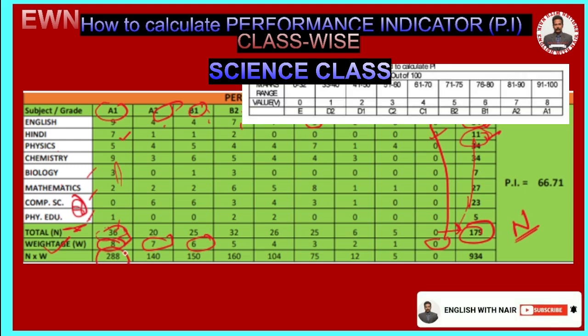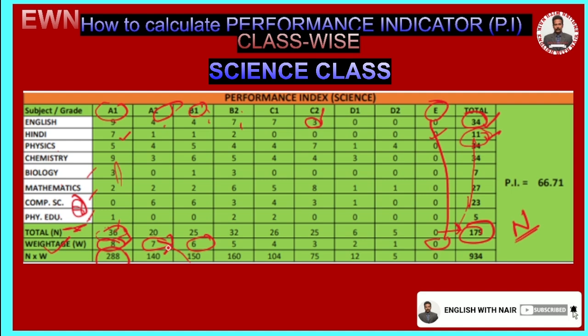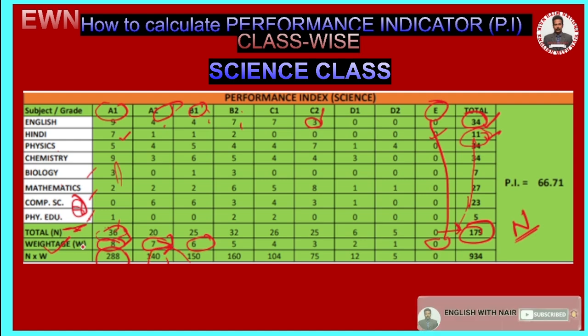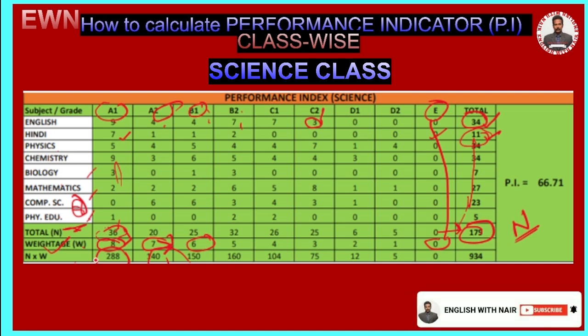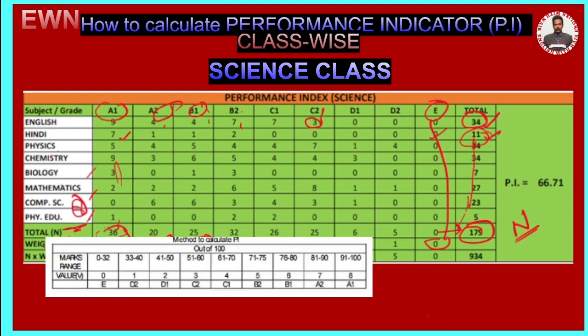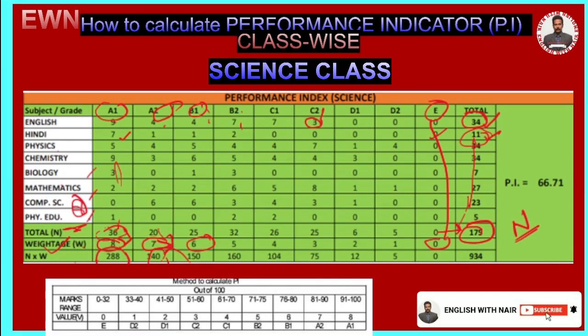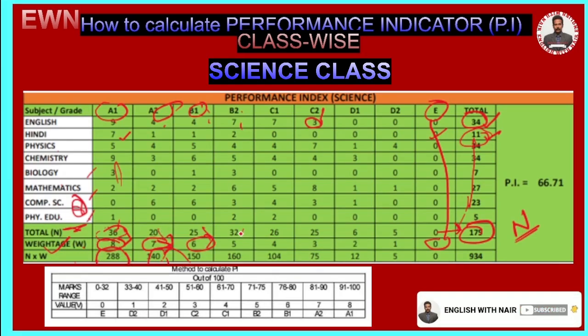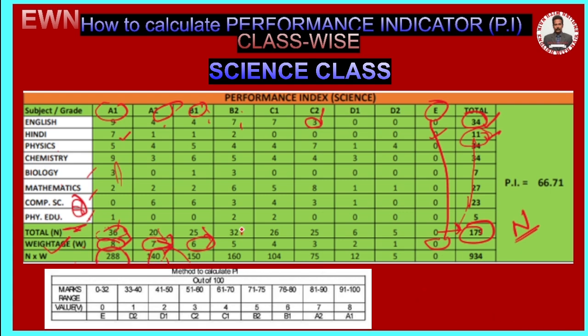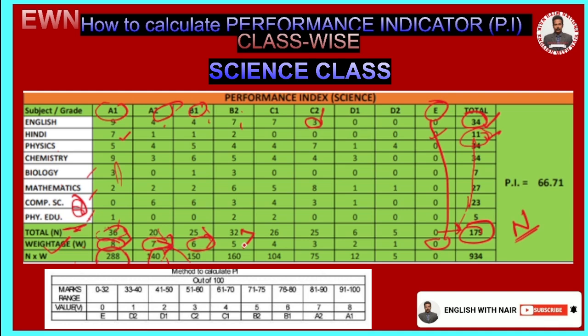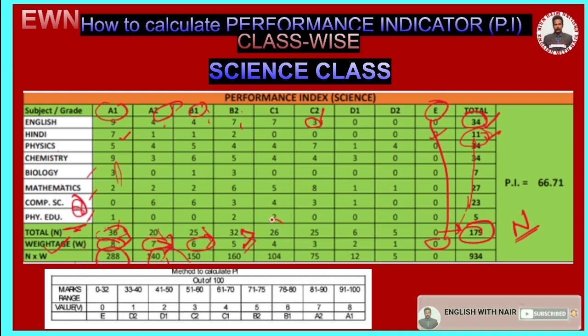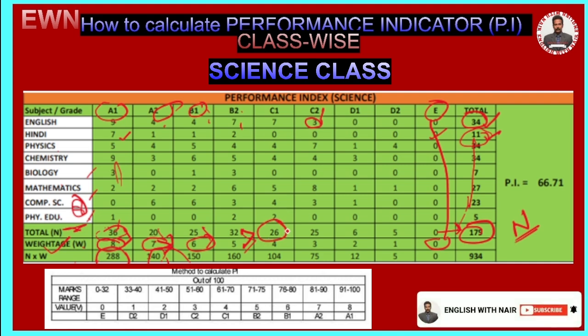36 into 8, that is 288. 7 into 20, that is 140. So the third column NW will be N into W as per the weightage or the grade point, right? So 25 into 6. How many students have achieved B2? 32 students, including all the subjects, across all the subjects, right? That is 32 into 7. 26 students have achieved C1 across all the subjects, so 26 into 4.